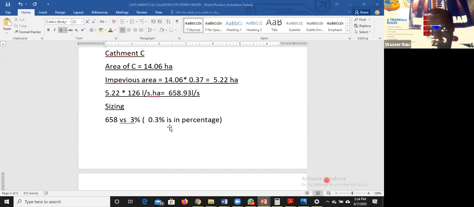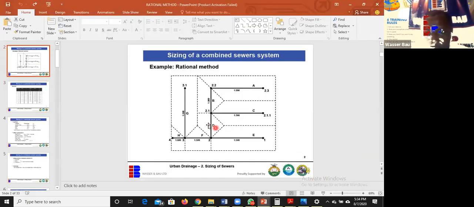Sorry. From here, D is B plus C. D is B plus C. Yes, that's the water flowing. We are assuming that water is not flowing out of this place, and the whole water is coming here and going towards here, which is very possible.